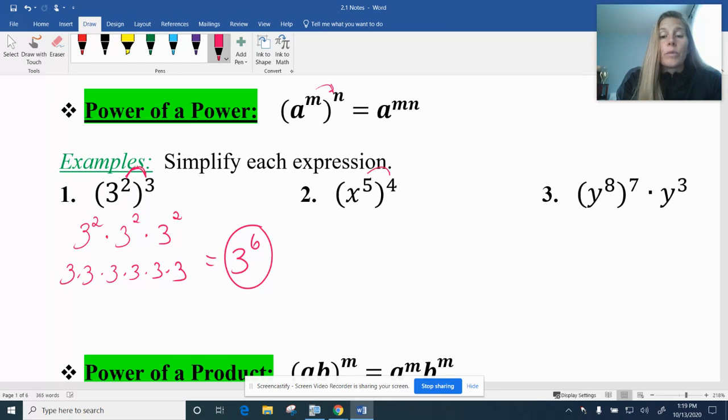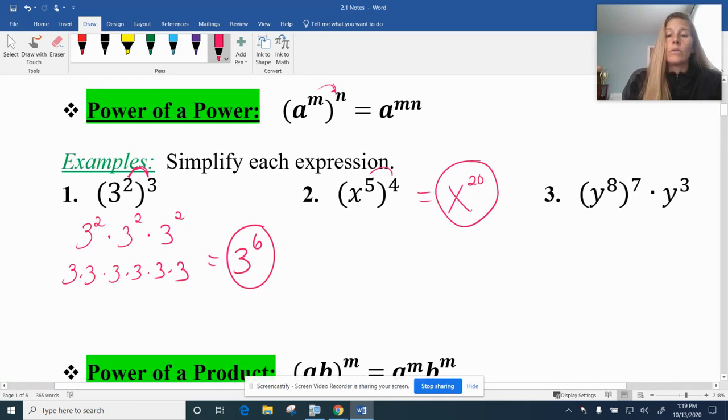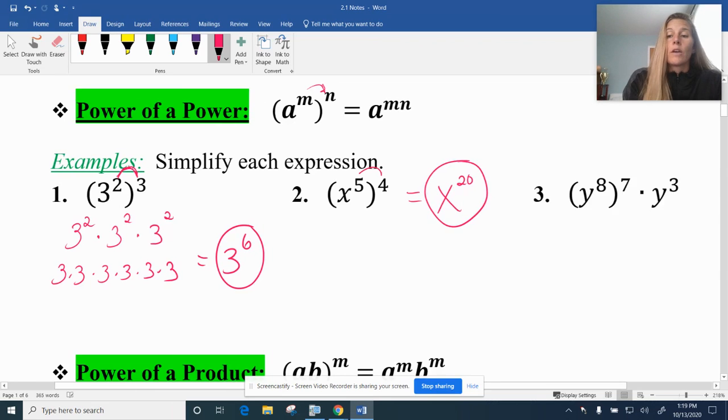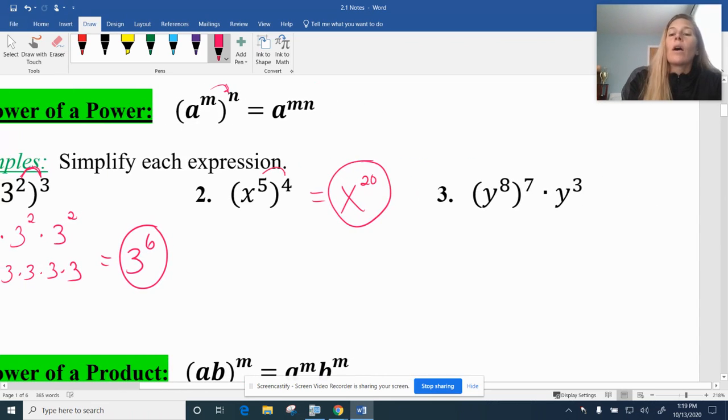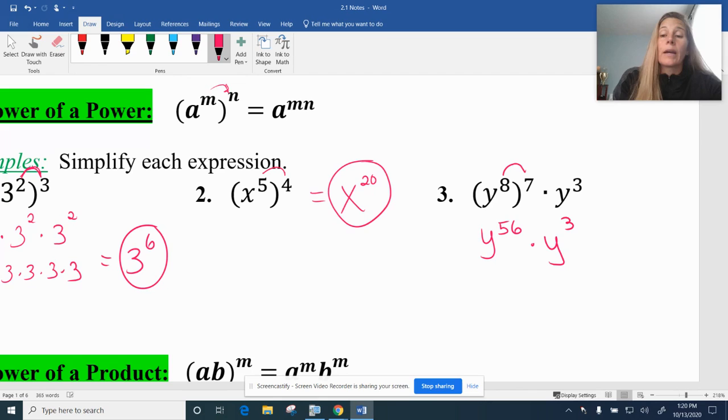So for number 2, we're going to multiply the 5 and the 4, and that will give us x to the 20th power. And then when we do number 3, first we want to take care of this part here, this power of a power. So that's going to give us y to the 56th. And then we're using our original property there, product of powers, and we're just adding those two exponents. So y to the 59th.